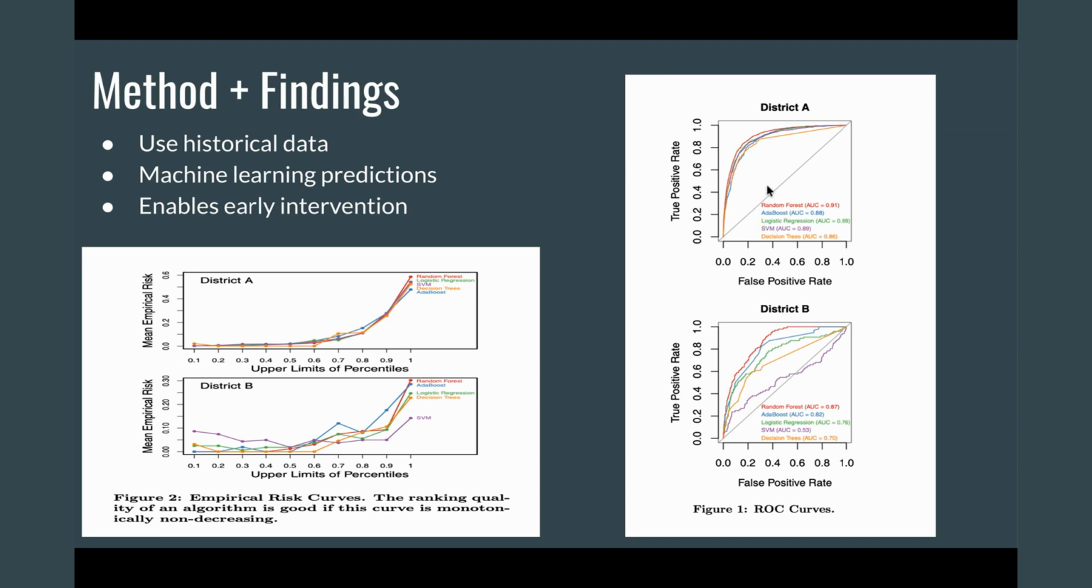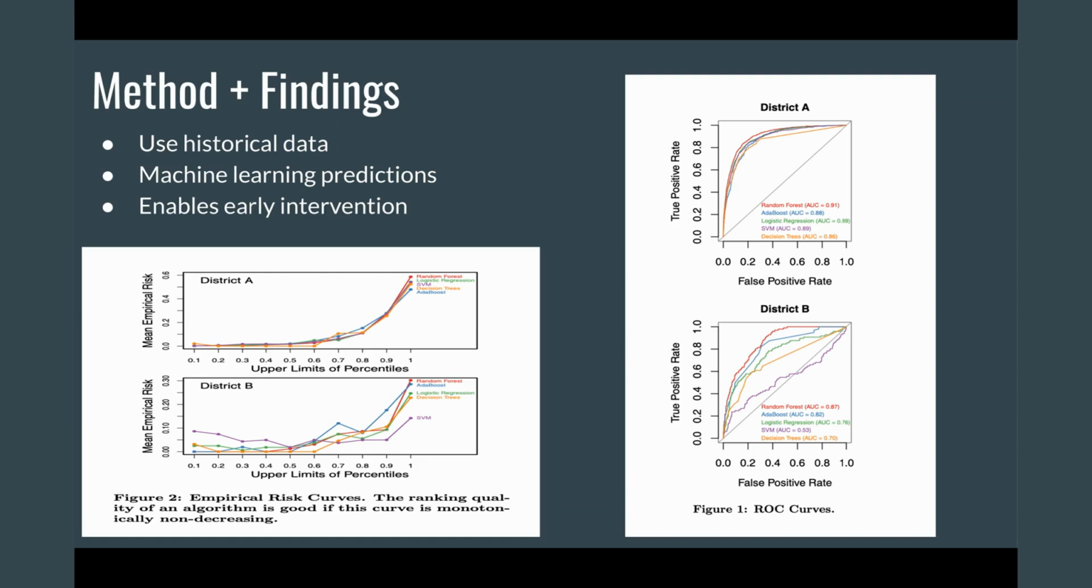As shown in this graph from the paper, the performance of different models is compared using something called a ROC curve. On this graph, the goal is to have a curve that is as close to the top left as possible, which indicates better performance.